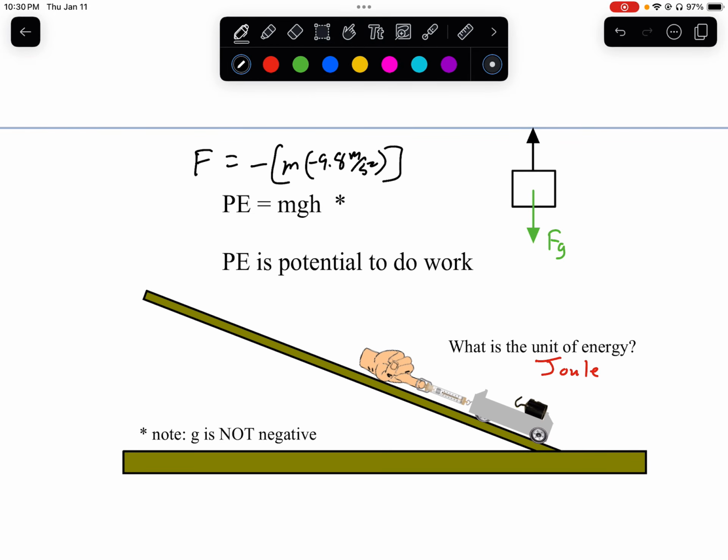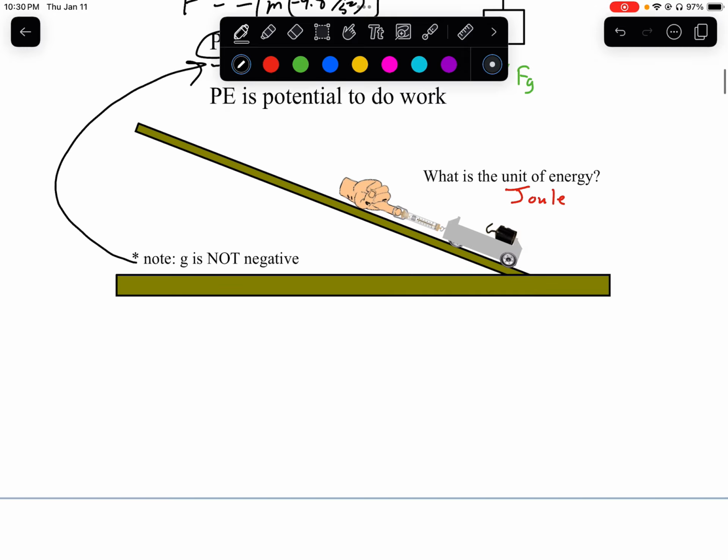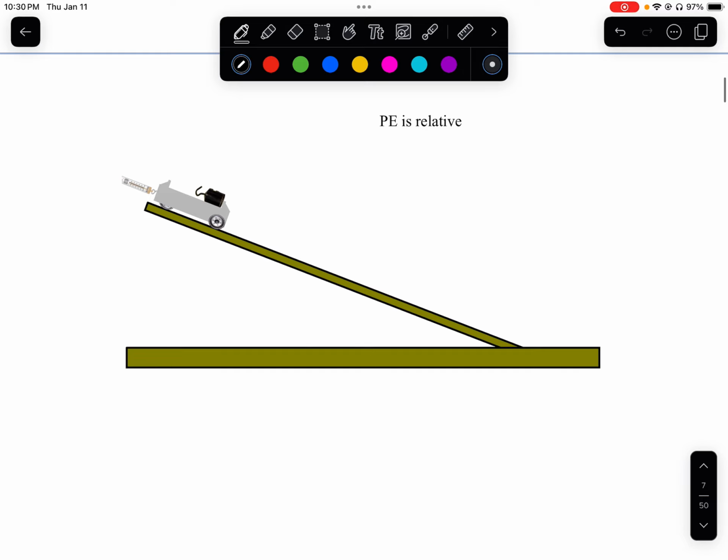But again, when we talk about energy, energy is a scalar quantity, so we're not going to plug in any negatives into the m, the g, or the h. When we're talking about potential energy, one of the other pitfalls that we have to be very careful of is the way that we reference our height. So we say that potential energy is relative to how we reference our zero height.